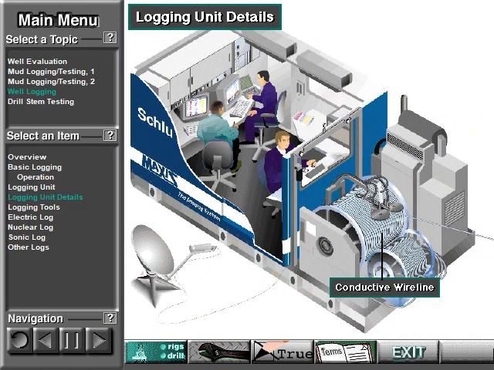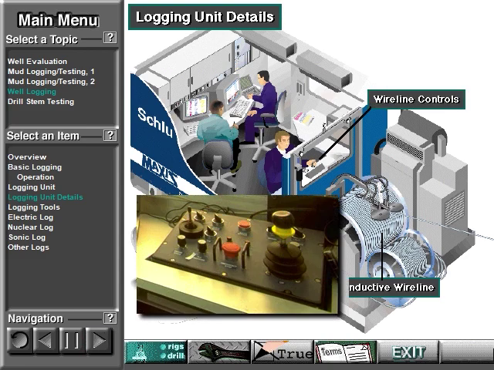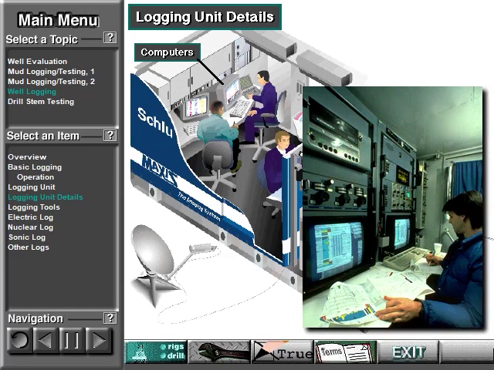The logging unit, whether truck-mounted or skid-mounted, houses conductive wireline on a reel, wireline controls, which allow an operator to lower, stop, and raise the wireline, and the computers that record and display the information relayed from the logging tool through the conductive wireline.